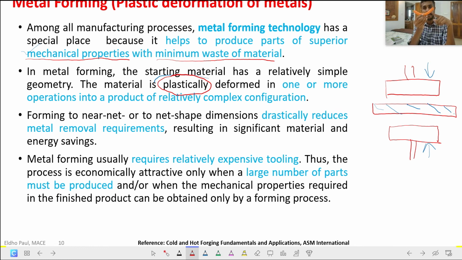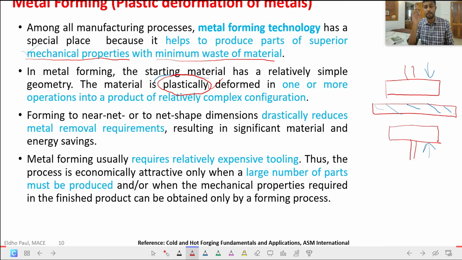Okay, this is plastic deformation. This is a permanent deformation. There is no recovery of the raw material into its initial shape. It will not regain its original shape. So we have to apply the deformation plastically, and the material is plastically deformed in one or more operations.